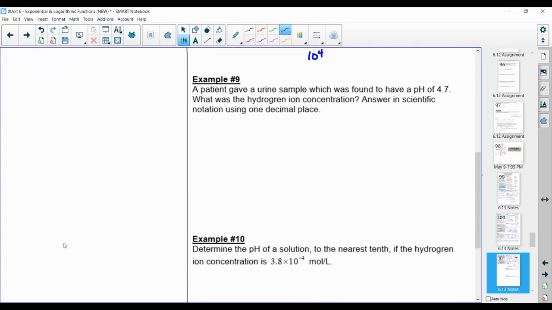Example number 9 says a patient gave a urine sample which was found to have a pH of 4.7, and we're asked what the hydrogen ion concentration was, and we're going to answer in scientific notation using 1 decimal place. Well, our formula is pH equals negative log of H positive. Our pH is 4.7, and that equals negative log of H positive. And remember, there's log base 10 there. We just don't have the 10 written. Our first step is to divide by negative 1. So we're going to have negative 4.7 equals log of H positive.